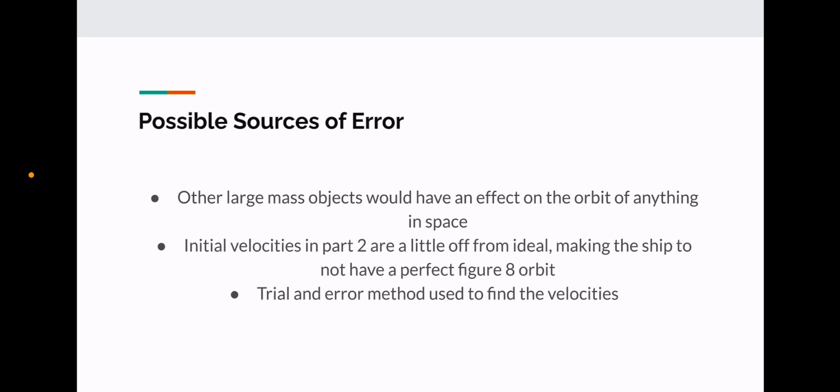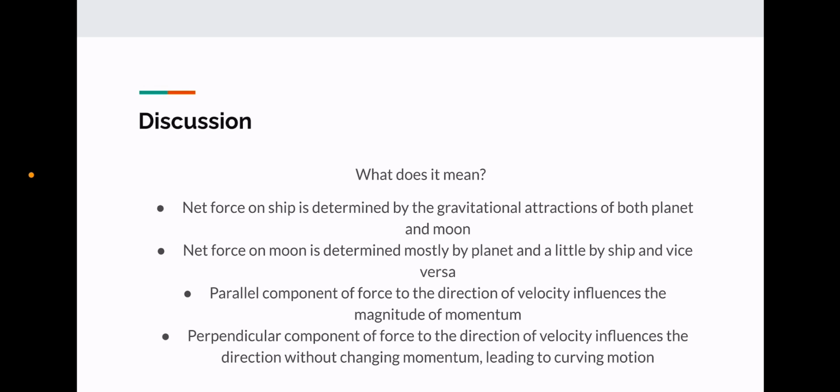Possible sources of error. Other large mass objects would have an effect on the orbit of anything in space. The initial velocities in part 2 are a little off from ideal because it doesn't have the figure 8 orbit. The trial and error method was used to find the velocities, so it was obviously not going to be ideal.